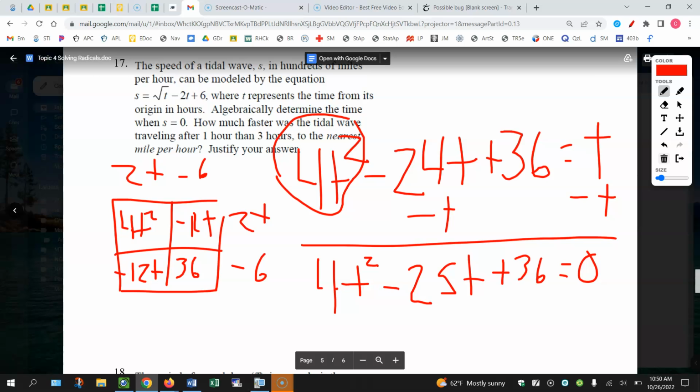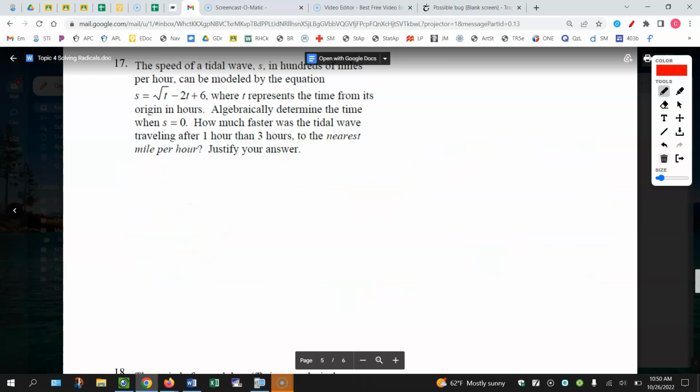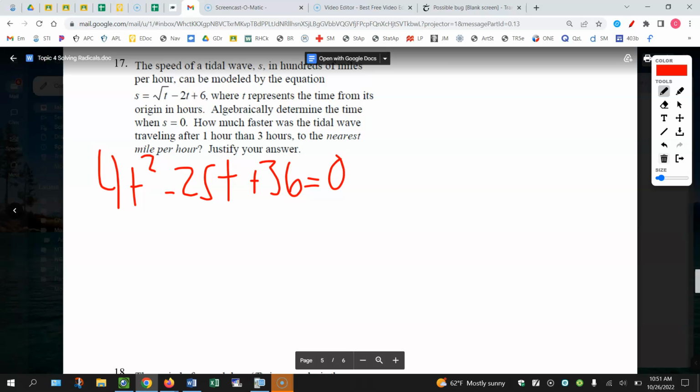All right, that looks good. So I'm just going to delete so I've got some room. So we got 4t squared minus 25t plus 36 equals 0. Okay, what you're going to do is factor and solve. So what I want you to do, pause the video, do your factoring and solving, get your t equals for both, and then come back and see if we agree.